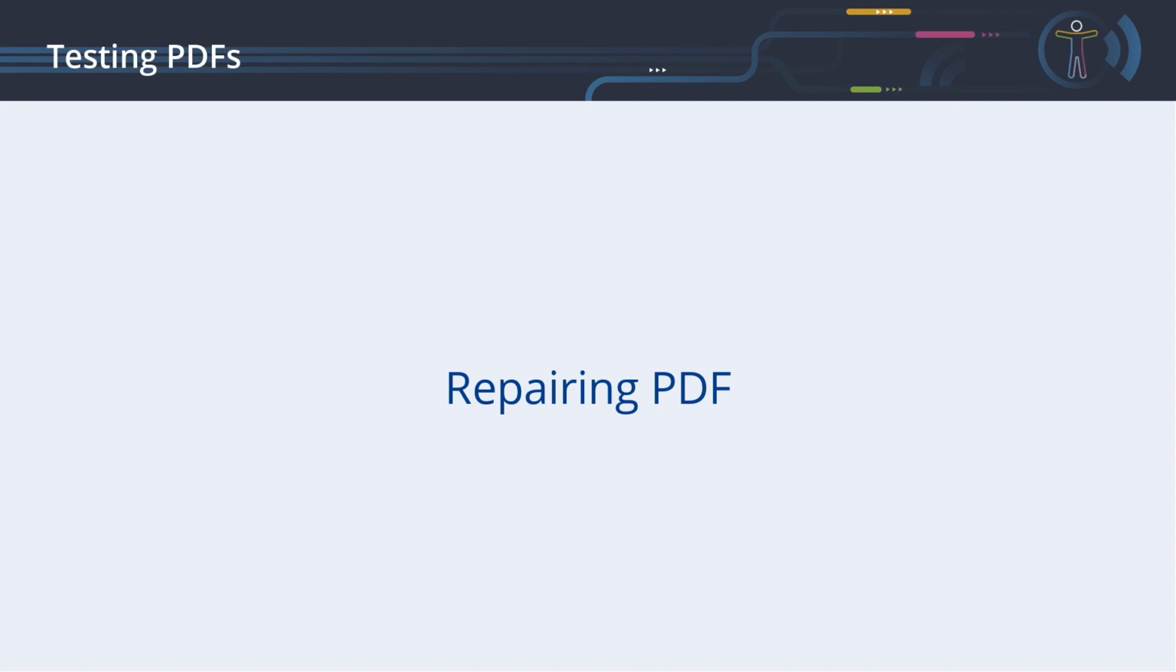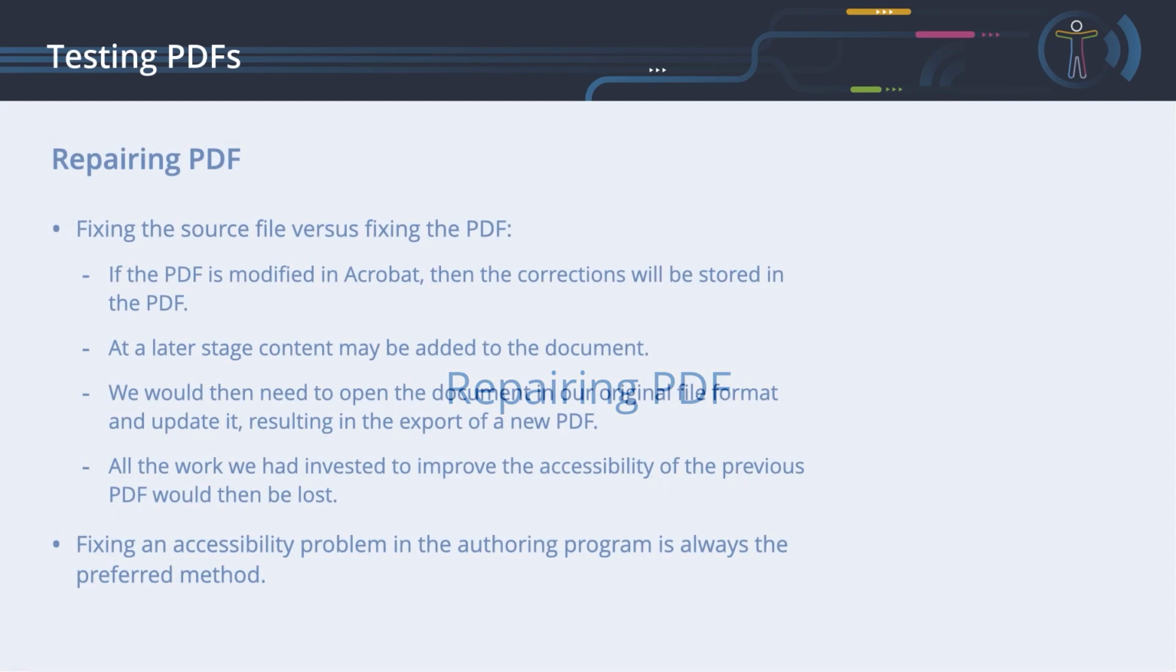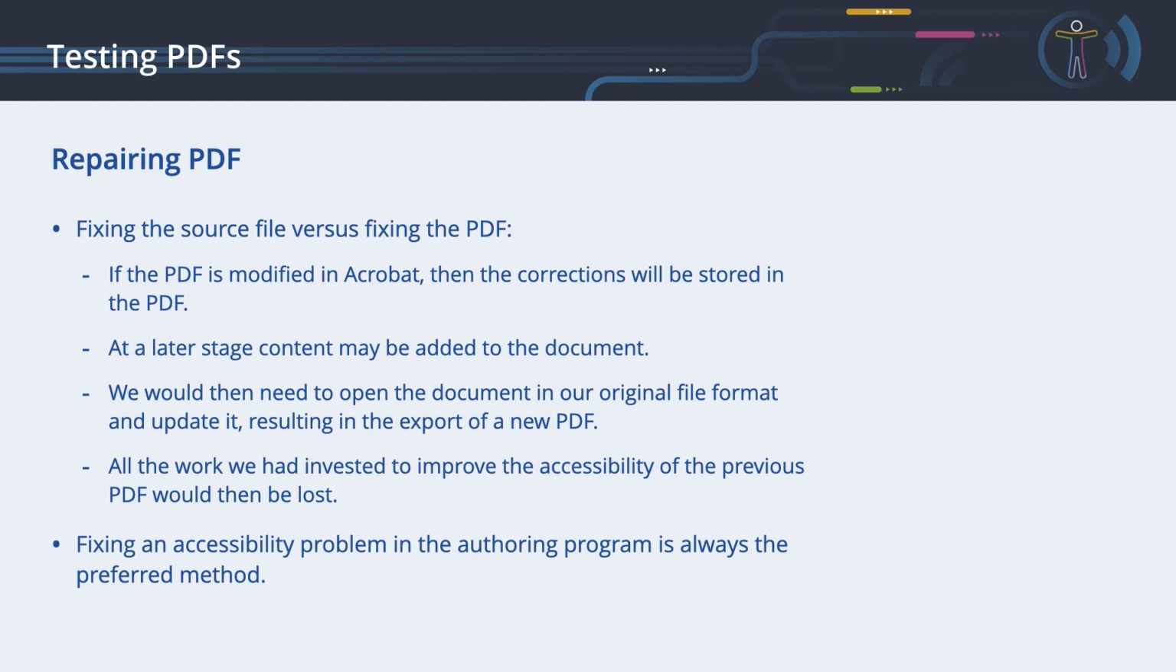Repairing PDF. Before we show how to repair and improve the accessibility of an existing PDF, let's think for a moment about this. If the PDF is modified in Acrobat, then the corrections will be stored in the PDF. At a later stage, content may be added to the document. Text could be added and images may be replaced.